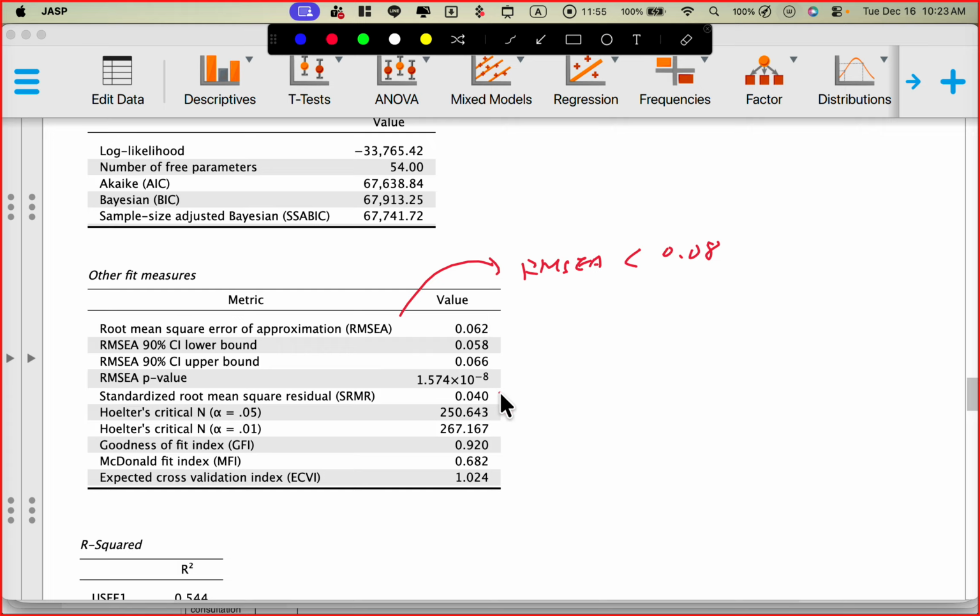And SRMR, the smaller the better. The smaller the value is, the better. So for example, less than 0.05 implies good model fit. Got it? So that's the way we interpret the result.